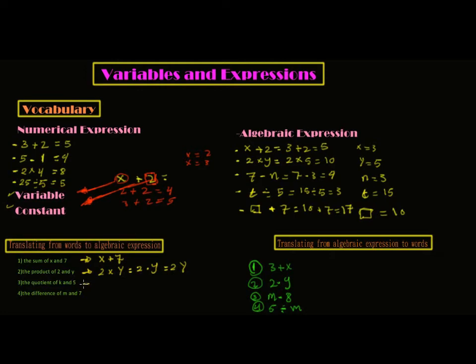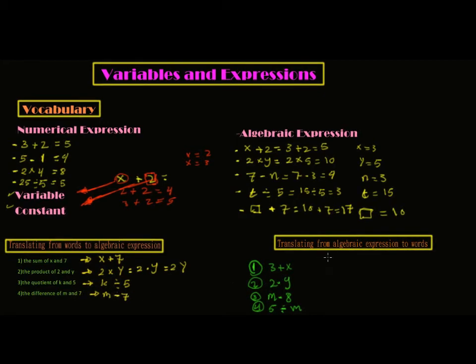Okay, another one, here we have the quotient. The quotient is the result of a division operation. What is the quotient when you divide k and 5? You could divide k by 5 to find the quotient. Another one, the last one, we have the difference of m and 7. To find the difference between two elements, you have to subtract them. So you have m minus 7, and you have to know which one is bigger. I have to tell you which one is bigger. If I tell you 7 is less than m, then I have to subtract m minus 7.